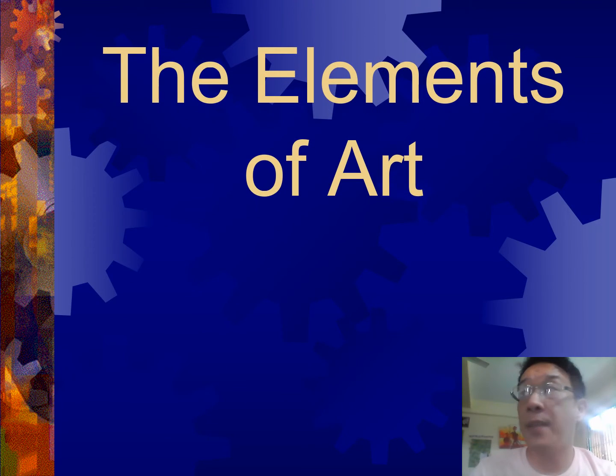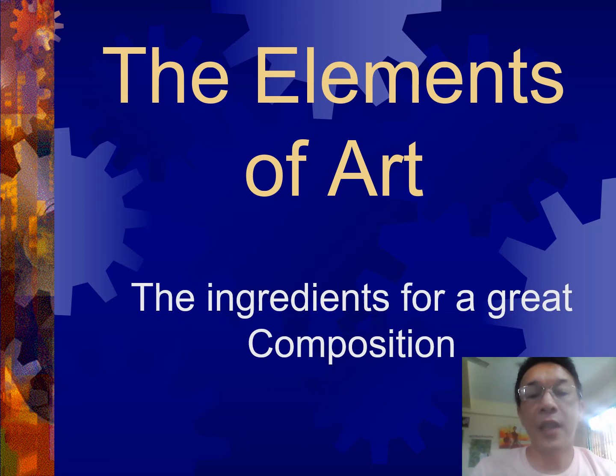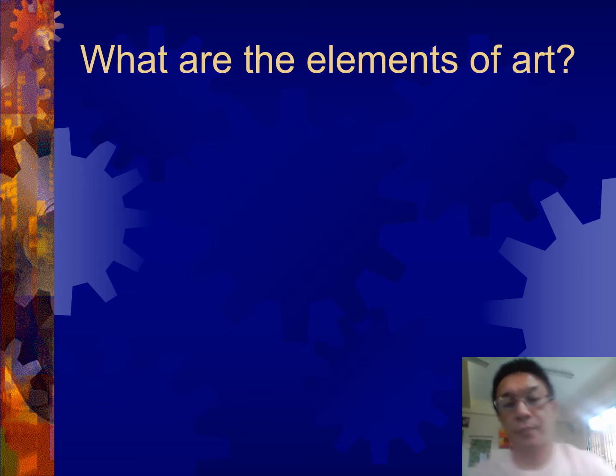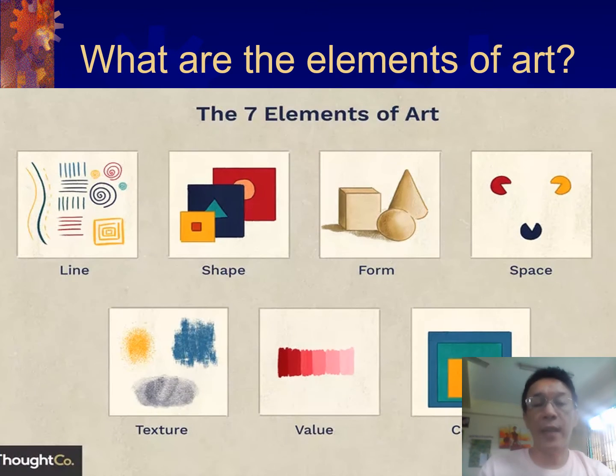So we have the elements of art, the ingredients for a great composition. These elements of art, class, make a very good artistic drawing or any picture. So what are the elements of art? We have 7 elements of art: the line, the shape, the form, the space, the texture, the value, and of course the color. We are going to discuss these elements of art one by one.